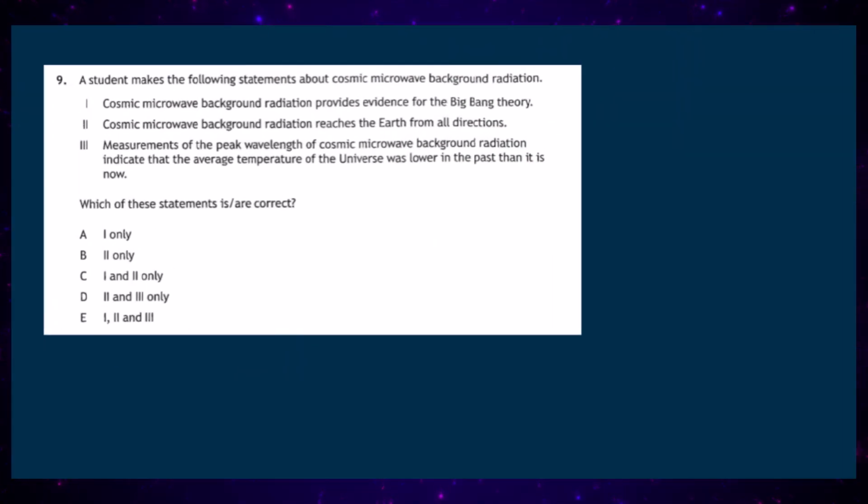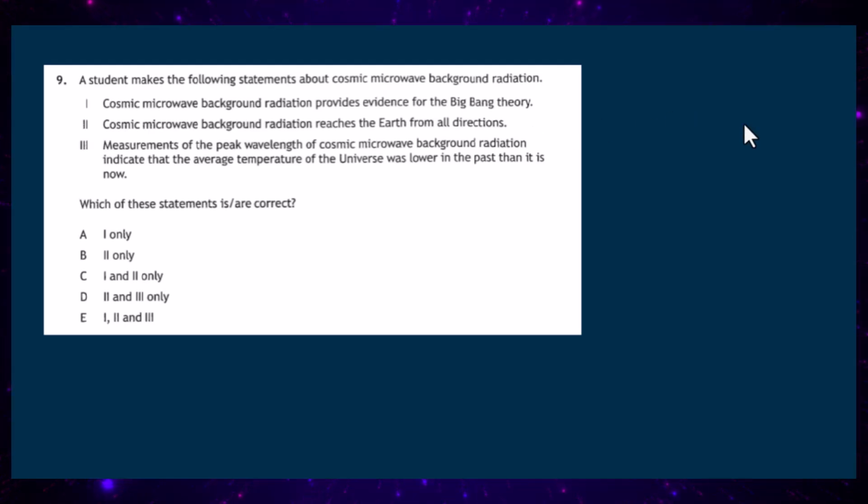Question 9. A student makes the following statements about cosmic microwave background radiation. Statement 1: Cosmic microwave background radiation provides evidence for the Big Bang Theory. Statement 2: Cosmic microwave background radiation reaches the Earth from all directions. And Statement 3: Measurements of the peak wavelength of cosmic microwave background radiation indicate that the average temperature of the universe was lower in the past than it is now.